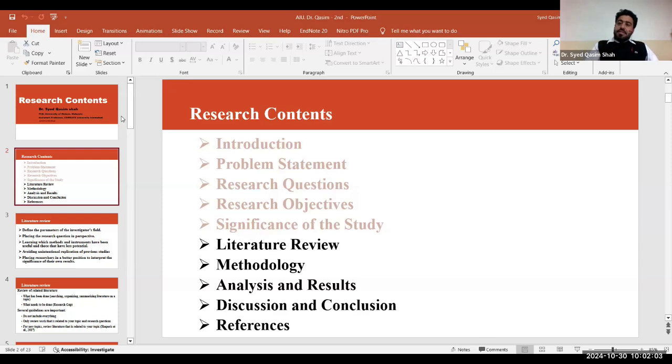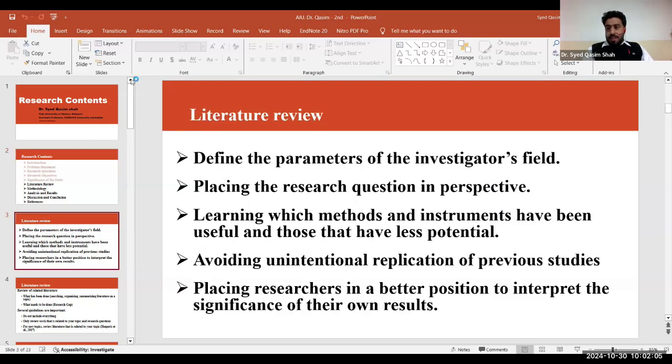So let's start with today's important topic, that is literature review. Literature review is one of the most important of all the research contents. It defines the parameters of the field of investigation. What are the parameters? What are the issues? What needs to be done? A lot of problems and questions are addressed there.